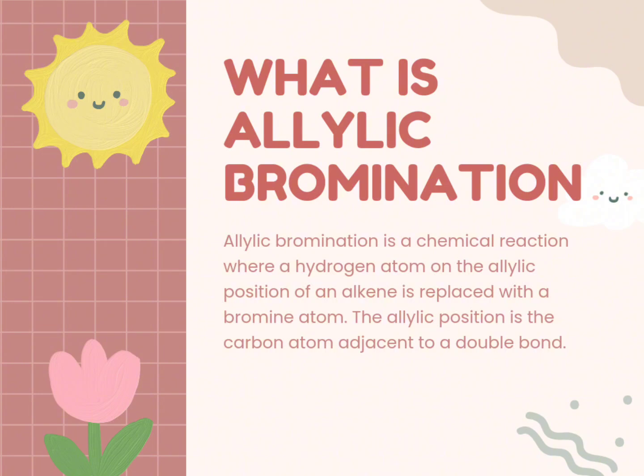Allylic bromination is a chemical reaction where a hydrogen atom on the allylic position of an alkene is replaced with a bromine atom. The allylic position is the carbon atom adjacent to a double bond. This reaction is commonly carried out using bromine, Br2, in the presence of a radical initiator like heat or light, or using N-bromosuccinimide, NBS, as a bromine source.